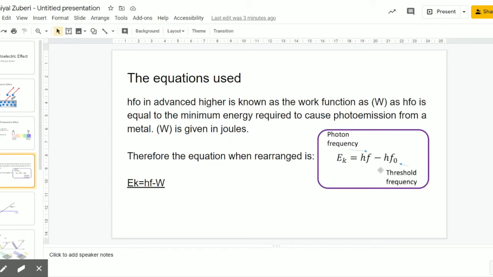This is the equation used for the photoelectric effect, where Ek is kinetic energy, h is Planck's constant, and f is the frequency of the photon. f0 is the threshold frequency. hf0 in Advanced Higher is known as the work function, W, as hf0 is equal to the minimum energy required to cause photoemission from a metal. W is given in joules.